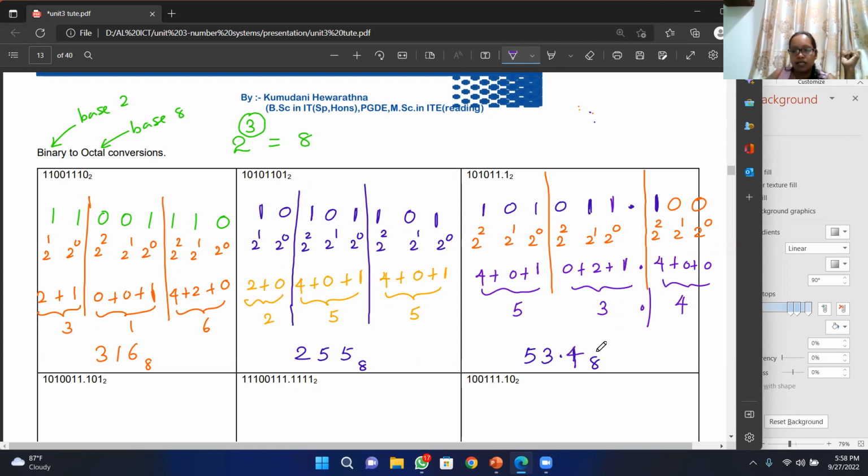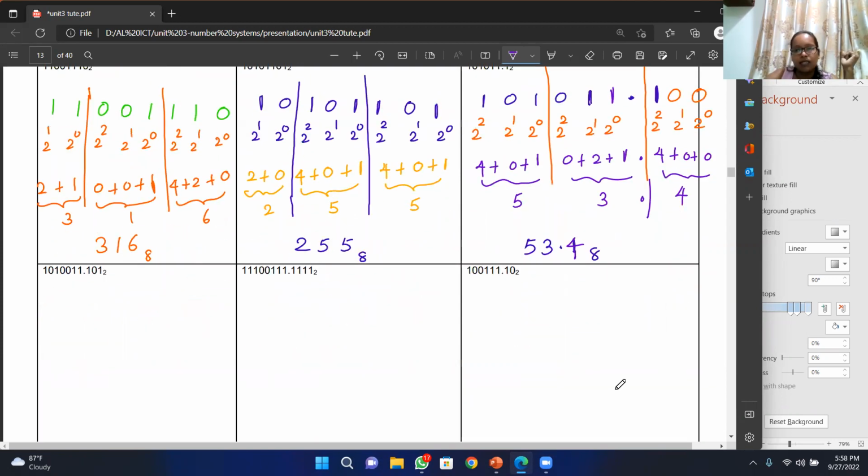53.4 should be the answer. Let's see. Let's check from the other method.